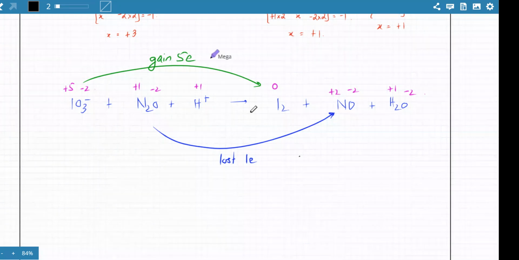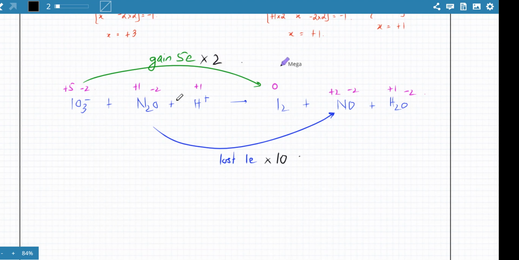That other number could be 10. I can make them 10 each. So I'm just doubling the number. If you have 2 iodines, I'm going to make this 2 iodines. So now I don't have to put a fraction over here. There are already 2 iodines on this side. Each iodine is gaining 5 electrons, so 2 iodines would gain a total of 10 electrons.